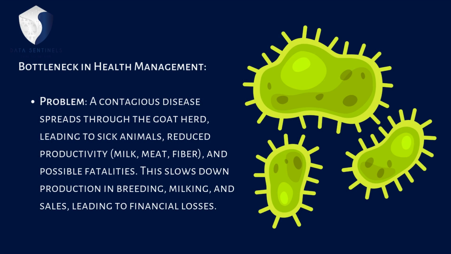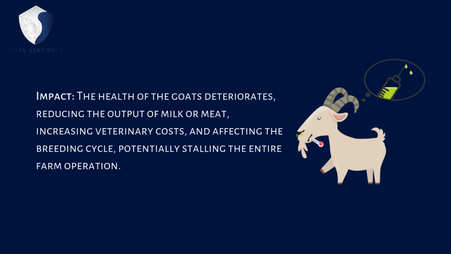So the problem would be a contagious disease spreads through the goat herd, leading to sick animals, reduced productivity of milk, meat, fiber, and possible fatalities. This slows down production in breeding, milking, and sales, leading to financial losses. And that impact would be that the health of the goats deteriorates, reducing the output of milk and meat, and increases veterinary costs and affects the breeding cycle, potentially stalling the entire farm operation.